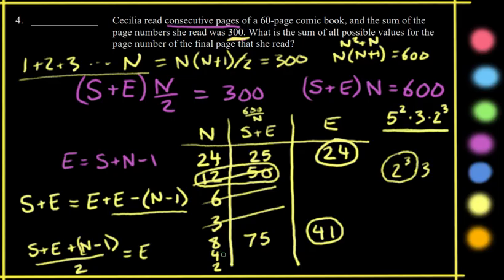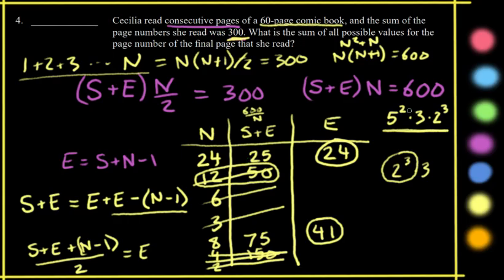And then in this case, you're up to 150 here. And this is not going to work, because if starting number plus ending number is this big, it's not going to work for a 60-page comic book, right? The biggest you can have for the starting and the ending page is 60 plus 60, which is 120. So we can automatically cancel this one out and cancel this one out. So now we've got two possibilities, but we haven't done everything yet.